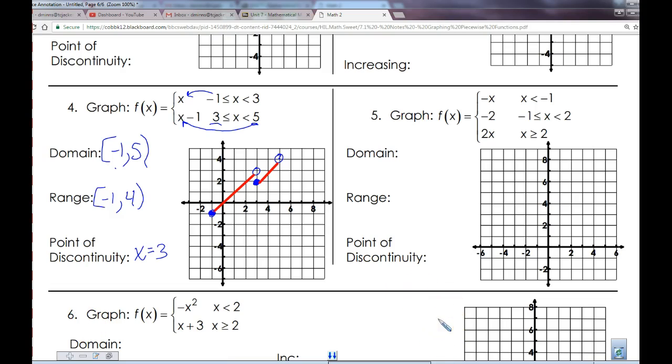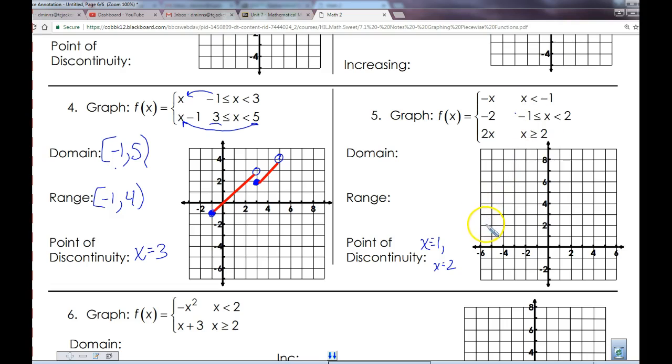Oh, look at number 5. Number 5 has 3, 1, 2, 3 pieces. It works just like 2, 3, and 4, except there are 2 points of discontinuity. Can you see where the 2 points of discontinuity are? Well, they're right here. The first one is negative 1. The second one is positive 2. So the points of discontinuity are x equals negative 1, and x equals positive 2. So let's go see what we can do here.